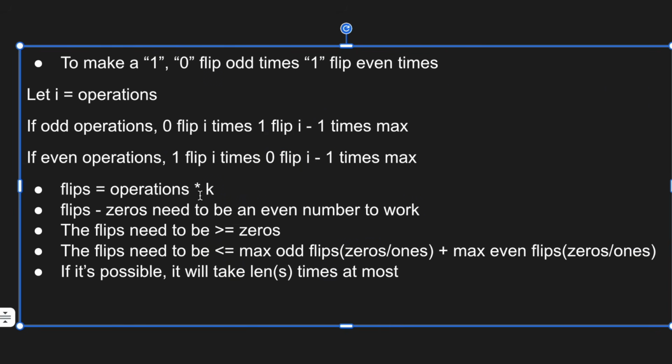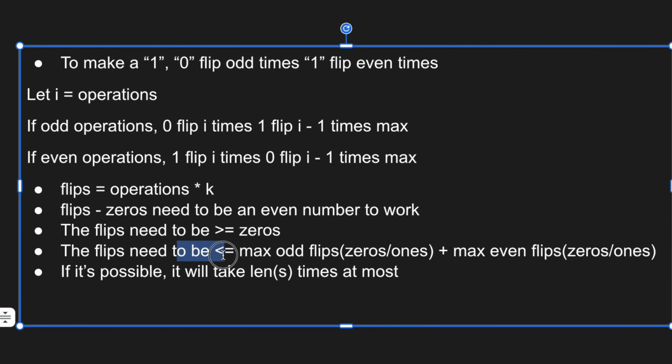Knowing that, let's say the number of flips will be the number of operations times k, and we also need to make sure that flips minus zeros is an even number for it to work. Let's say we have the string 11000 and k is equal to 3. If it's one operation, then we get 3 flips. Now let's take the number of flips minus the number of zeros. 3 minus 3 is equal to 0, and 0 is even, so that's how we know that it works. The flips also need to be greater than or equal to the number of zeros, because let's say we have 2 flips, but we have more zeros than flips, then it will not be complete.